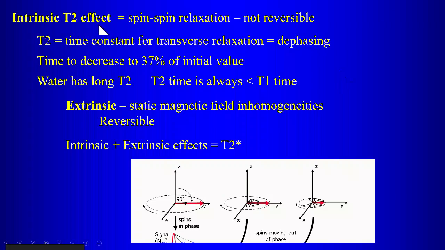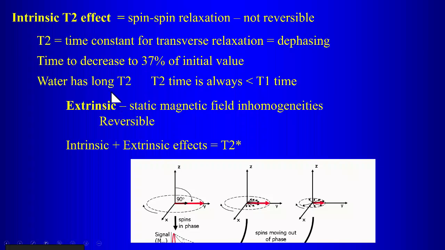So the intrinsic T2 effect, spin-spin relaxation, we've said that that is not reversible. And when we say T2, T2 is the time constant for transverse relaxation and dephasing from that intrinsic T2 effect. And it's defined by the time to decrease that signal to 37% of its initial value, right? So we flip it 90 degrees. If we're able to reverse that extrinsic effect, how long does it take for that signal to go down to 37% of its initial value?